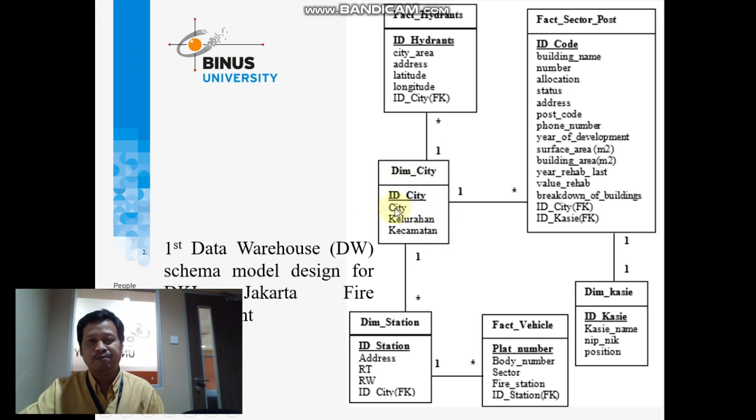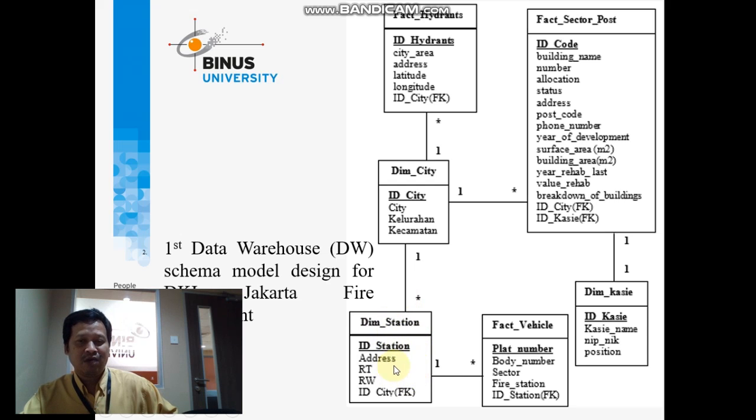So let's say we build the dimension table city, where the dimension city will connect with each of the fact tables. For example, the fact hydrant will relate to the dimension city. Of course, a fact will be located in one city, but it could be in another city. The same with the fact sector post, and of course each city will have stations.